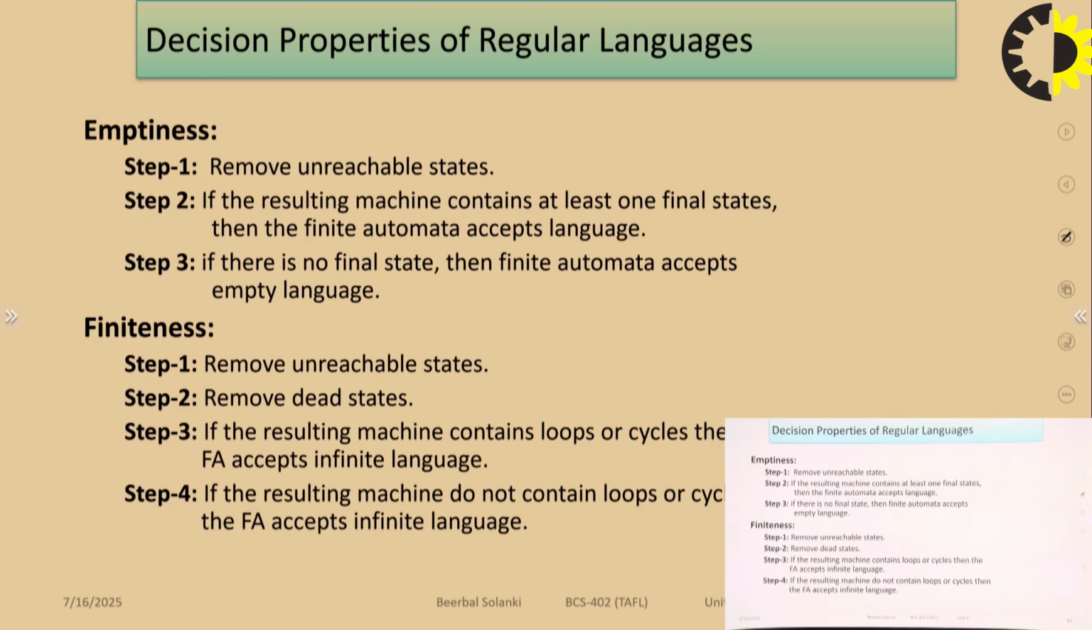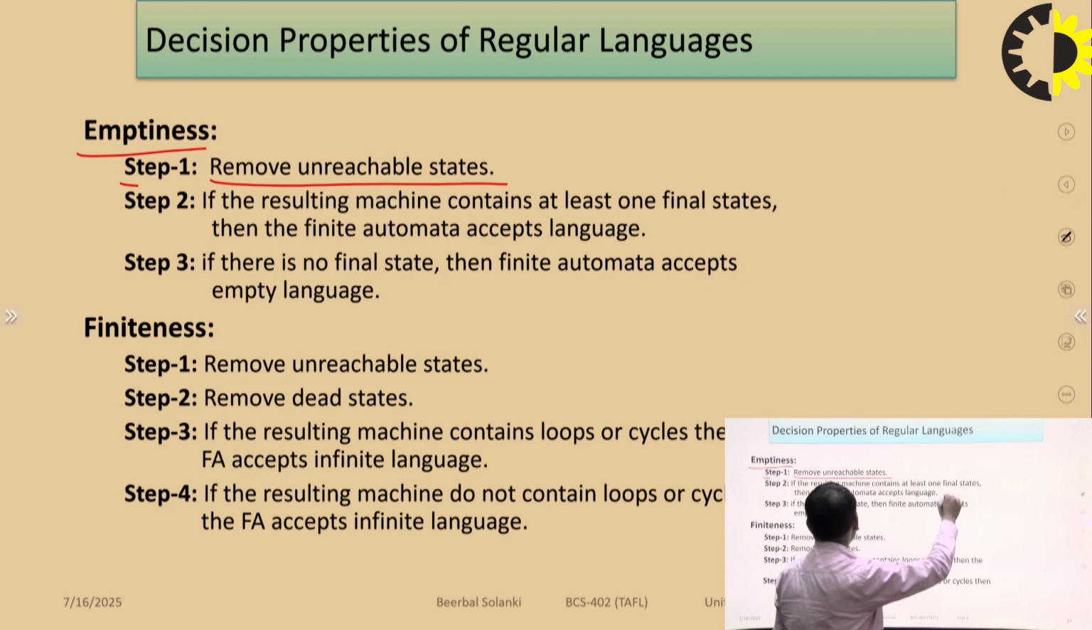This is the detailed description of the decision properties of the regular language. So we discuss them one by one. First is the emptiness. So how to define or evaluate the emptiness? The first step is to remove the unreachable states.